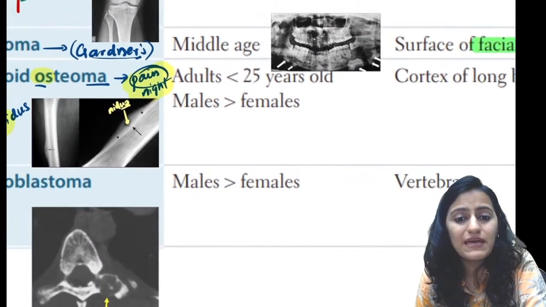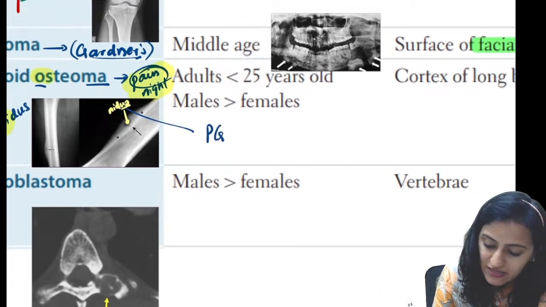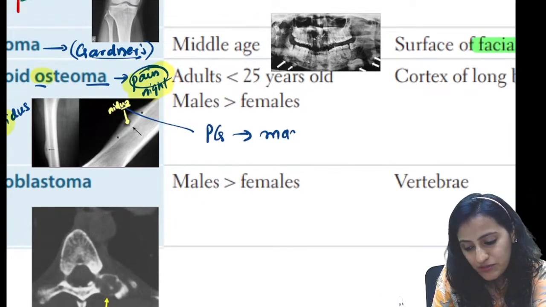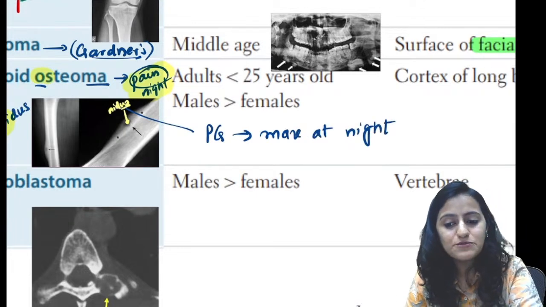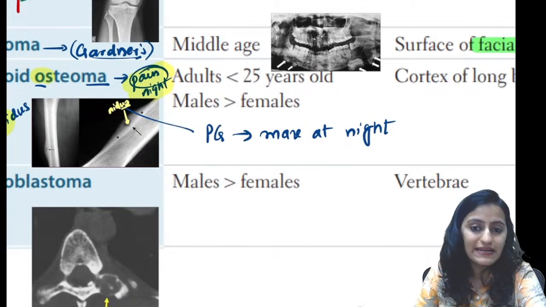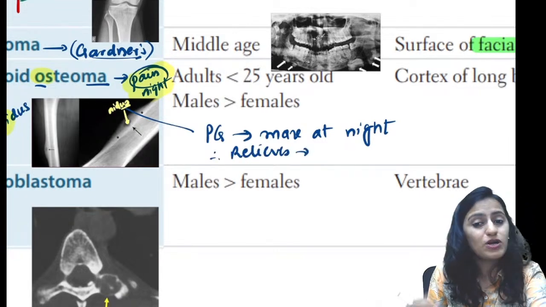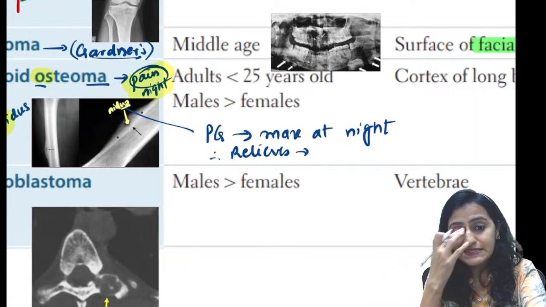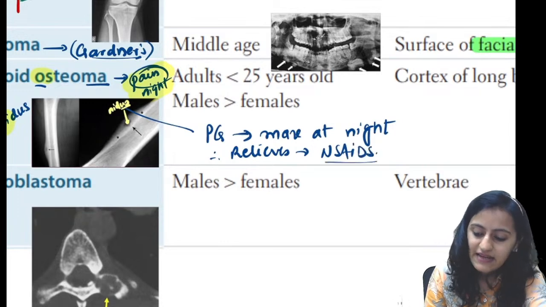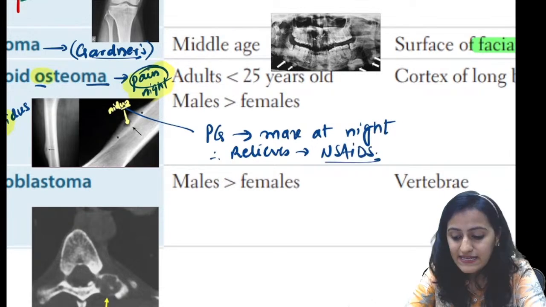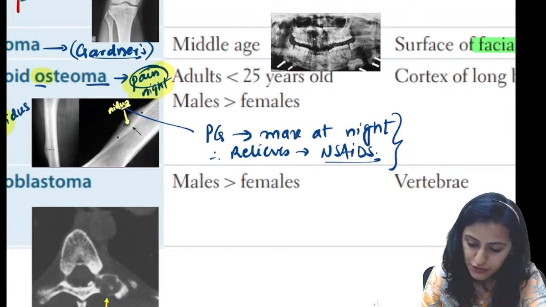Now why is the pain more at night? Because this nidus secretes prostaglandins and the prostaglandins are secreted maximum at night. And that is why the pain is maximum at night. And therefore, what relieves the pain? Because the pain is because of prostaglandins, you block the prostaglandins by giving NSAIDs, and that is why the pain is relieved by NSAIDs. This is the classical history that you would get with osteoid osteoma.